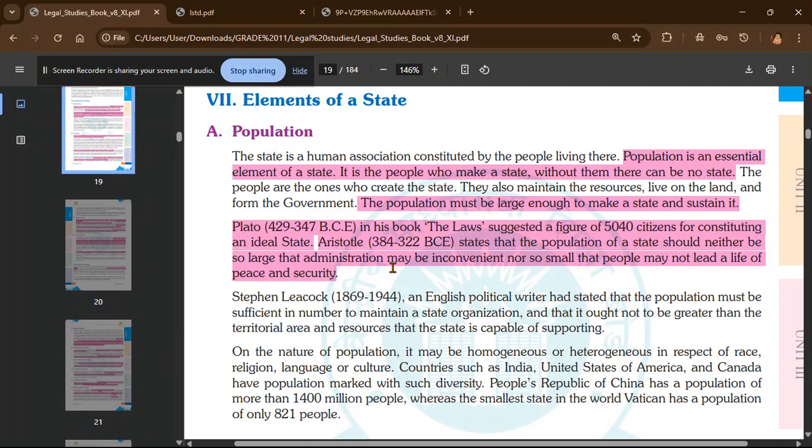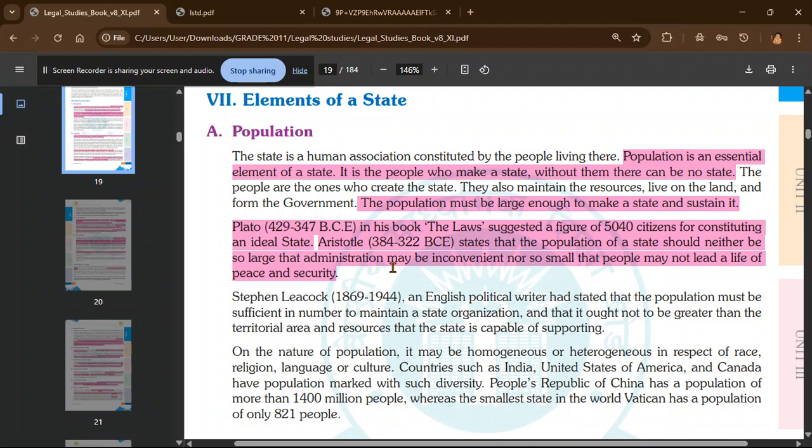Population should be such that a state can be formed and it can survive. There was one philosopher called Plato. In his book The Laws, he just suggested, maybe it can be wrong, maybe it is correct, but according to him, a figure of 5,040 citizens is ideal for constituting a state. So according to Plato, to make a state, there should be 5,040 citizens.